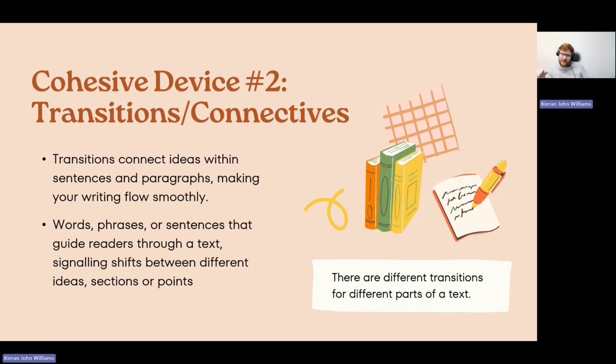So they were conjunctions. Now let's consider our next cohesive device, which are transitions, which are also known as connectives. So these are words, phrases, or even full sentences that guide your reader through a text. Transitions help signal changes. Maybe you're introducing a new idea, emphasizing a point, or shifting towards a conclusion. So they are like signposts in your writing, making sure the reader always knows where they are and where they're going next.